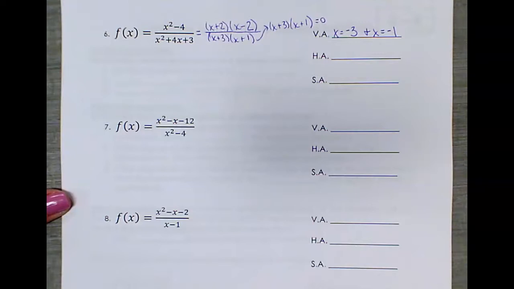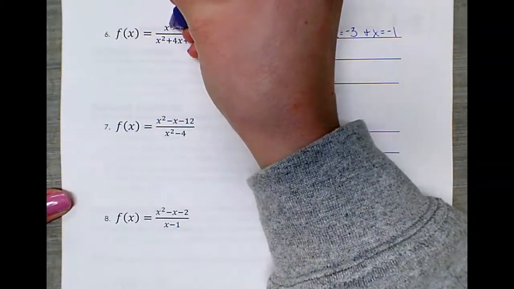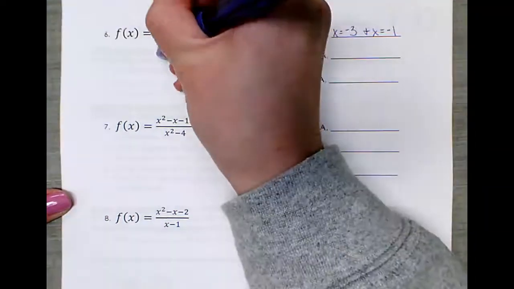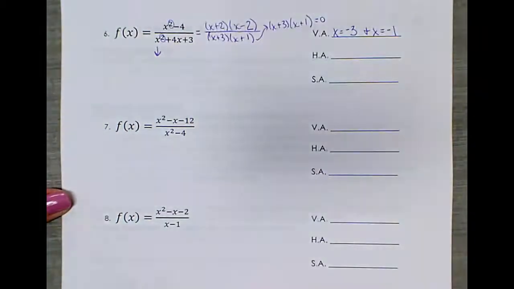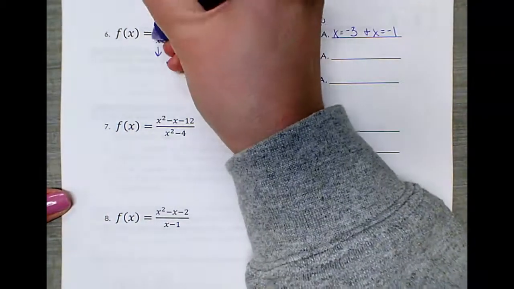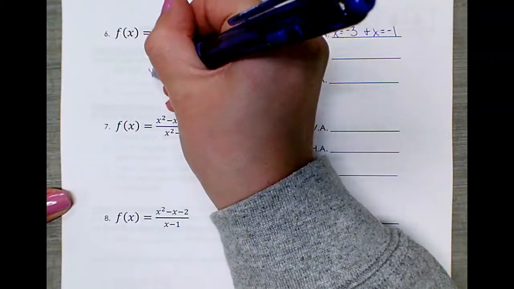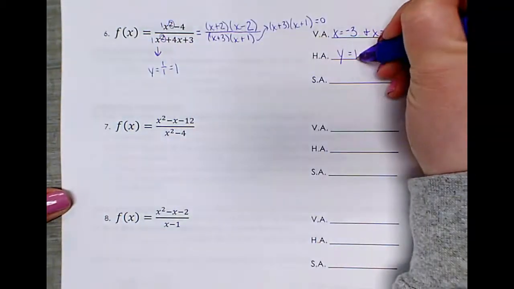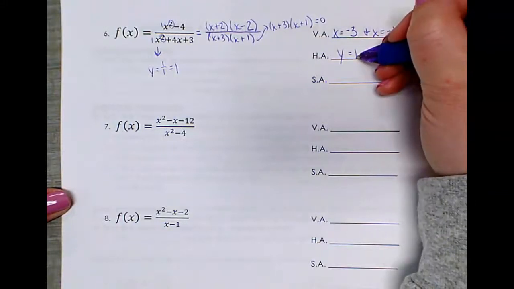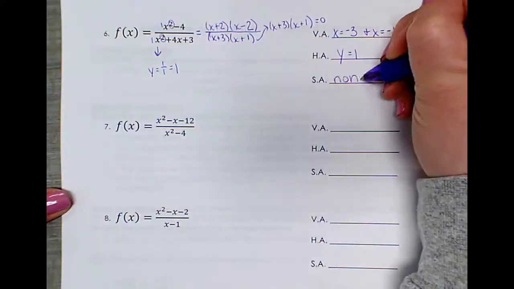For the horizontal asymptote, I look at the degrees. A 2 and a 2, they are equal degrees, so I want to write the ratio of the coefficients. That's a 1 over a 1. So y equals 1 over 1, or just 1. That's the horizontal asymptote. And if there's a horizontal asymptote, then there is no slant asymptote.